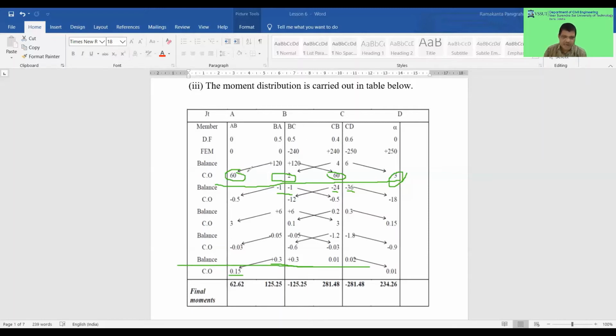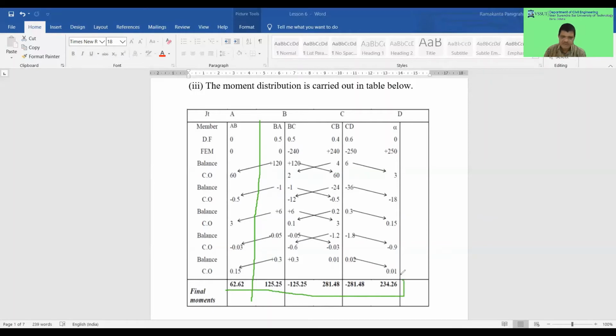Now, if you go on adding the values, each column is to be added. Once you complete all these steps, you have to add all the values in this column, only the moments, to find out the final values.